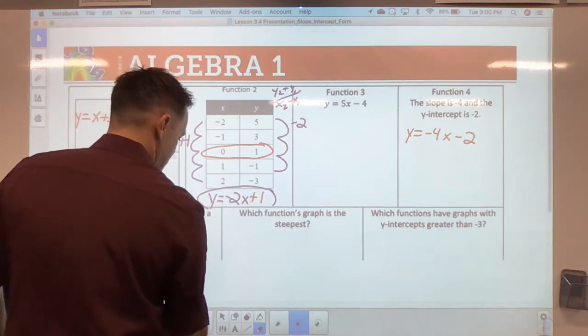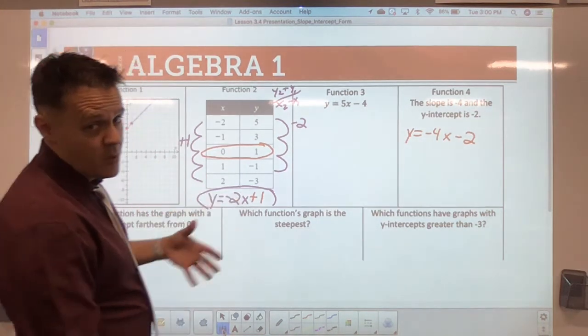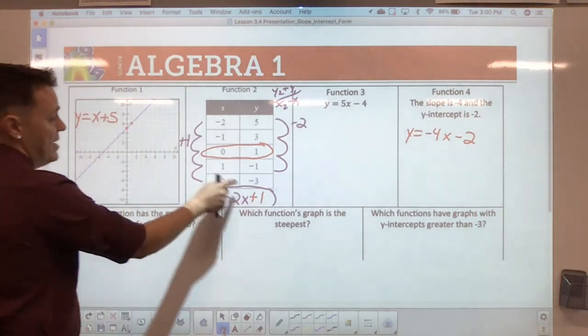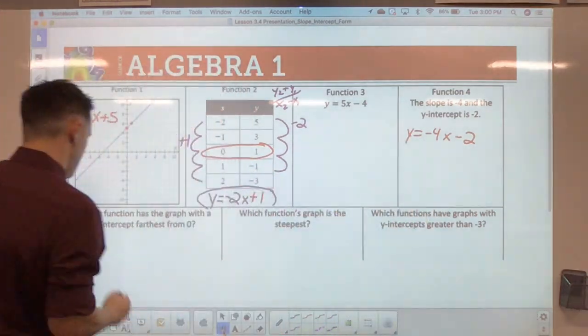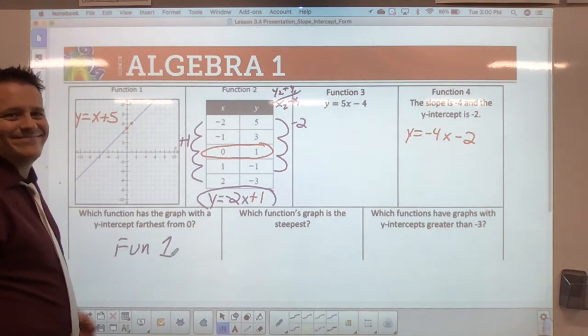Okay, which function has a graph with a y-intercept farthest from 0? So you'd have to look and tell me where your y-intercepts are. I got a 5, a 1, a -4, and a 2. Well, of course, that would be the fun one.